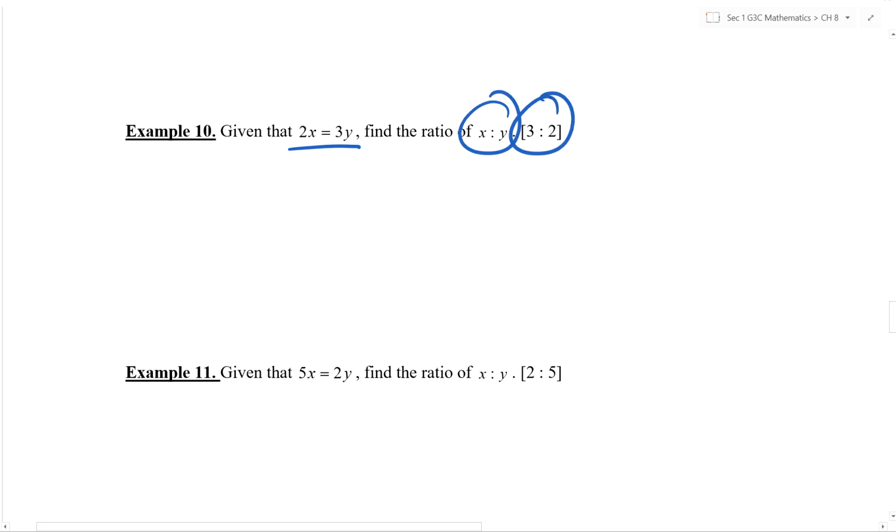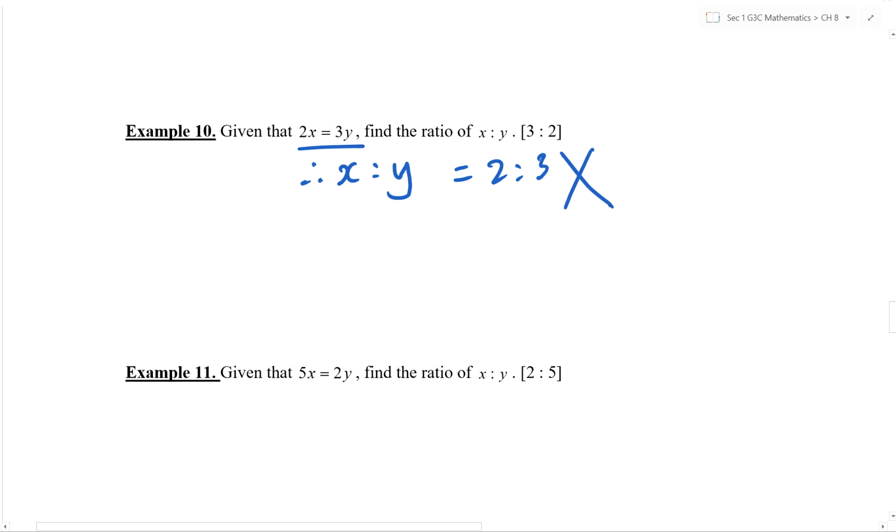Answer is given over here, and students are usually very tempted to say that, oh, since 2x is equal to 3y, therefore x to y is 2 to 3. Unfortunately, this is wrong. In fact, the answer should be the other way around. And why is that so? We're going to make use of rewriting ratios in fractions to help us.